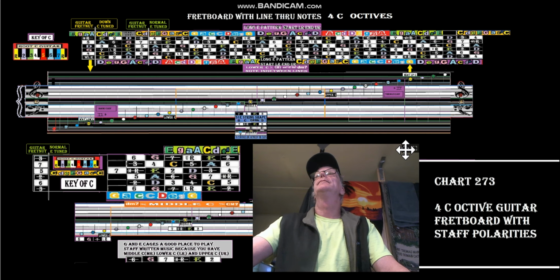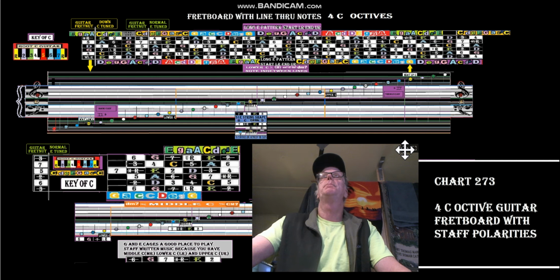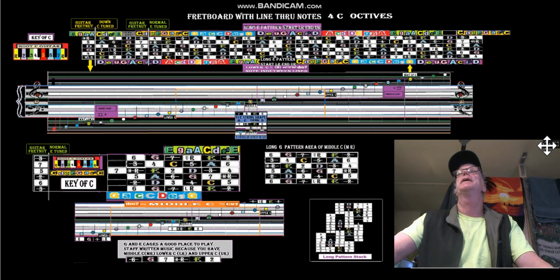So here we have it. It's chart 273, 4 C octaves guitar fretboard with staff polarities, like I said in the beginning. And you'll see that we start with the E shape, we have the C shape, and then we have the octave up here, E, and then a little bit of that C shape. And you'll see that we've got all what we need.